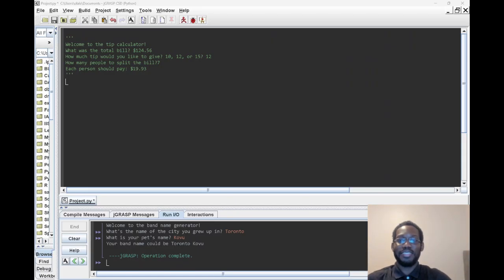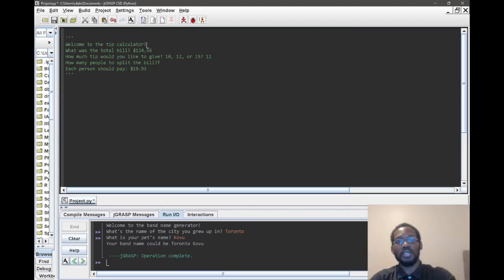Okay, we're good. This project is about creating a calculator that can calculate tips. Let's say you have a bill. It will allow you to enter how much the bill was, what type of tip you will give, and how many people split the bill, and then it will tell you what each person pays from the total bill. All right, so let's get right into that.